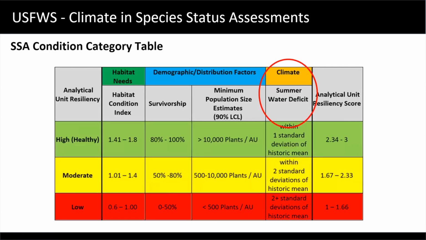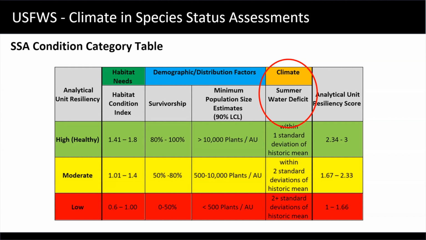This is a condition category table. It's common in a lot of SSAs. It's basically a set of thresholds for demographic and environmental variables that's used to explain how well the species needs are being met. And we use this to measure the resiliency of each population of the species, or each analytical unit of the species. We measure the current status of each of the metrics in this table, and we also predict how each will change in the future.